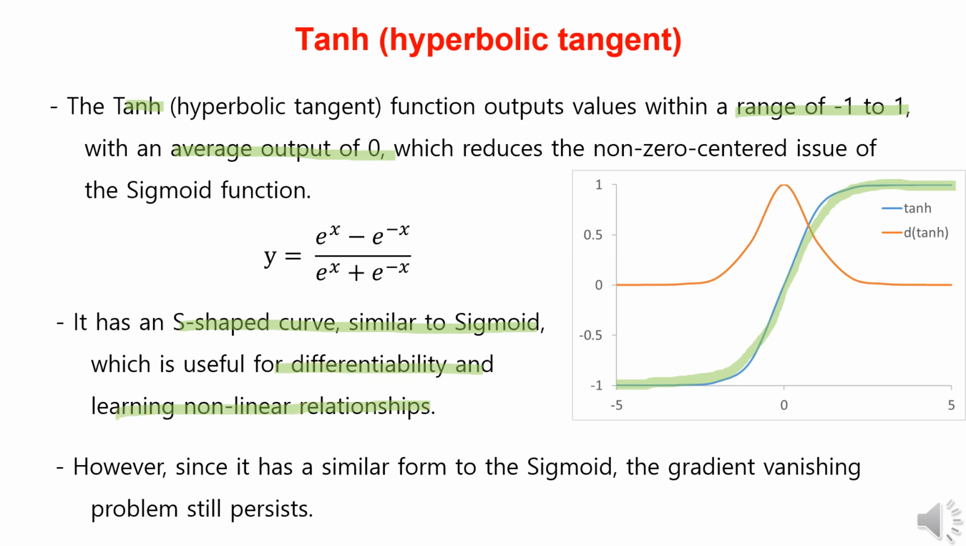learning complex relationships. However, because Tanh has a similar shape to sigmoid, when the input values are very large or very small, the output approaches 1 or -1, respectively, and the gradient approaches 0. Therefore, the gradient vanishing problem can still occur.